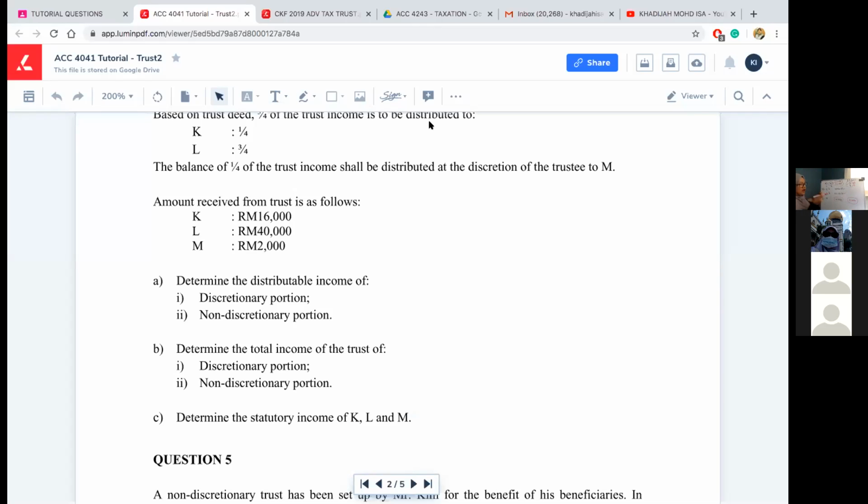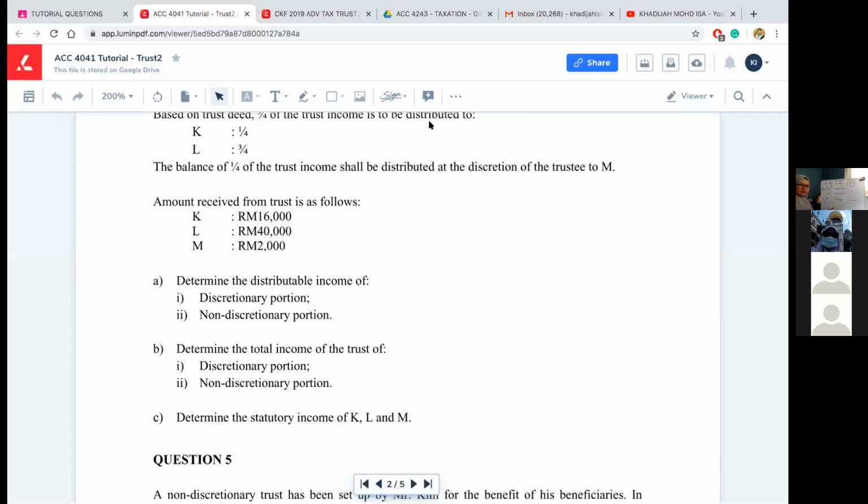Yeah, the lower of 2,000 means that even though the TI of M is 18,000, M will only be taxed on that 2,000 because he actually received 2,000 only. So the statutory income is on the lower of. So for that, all right, we are going to tax this 2,000 on M.